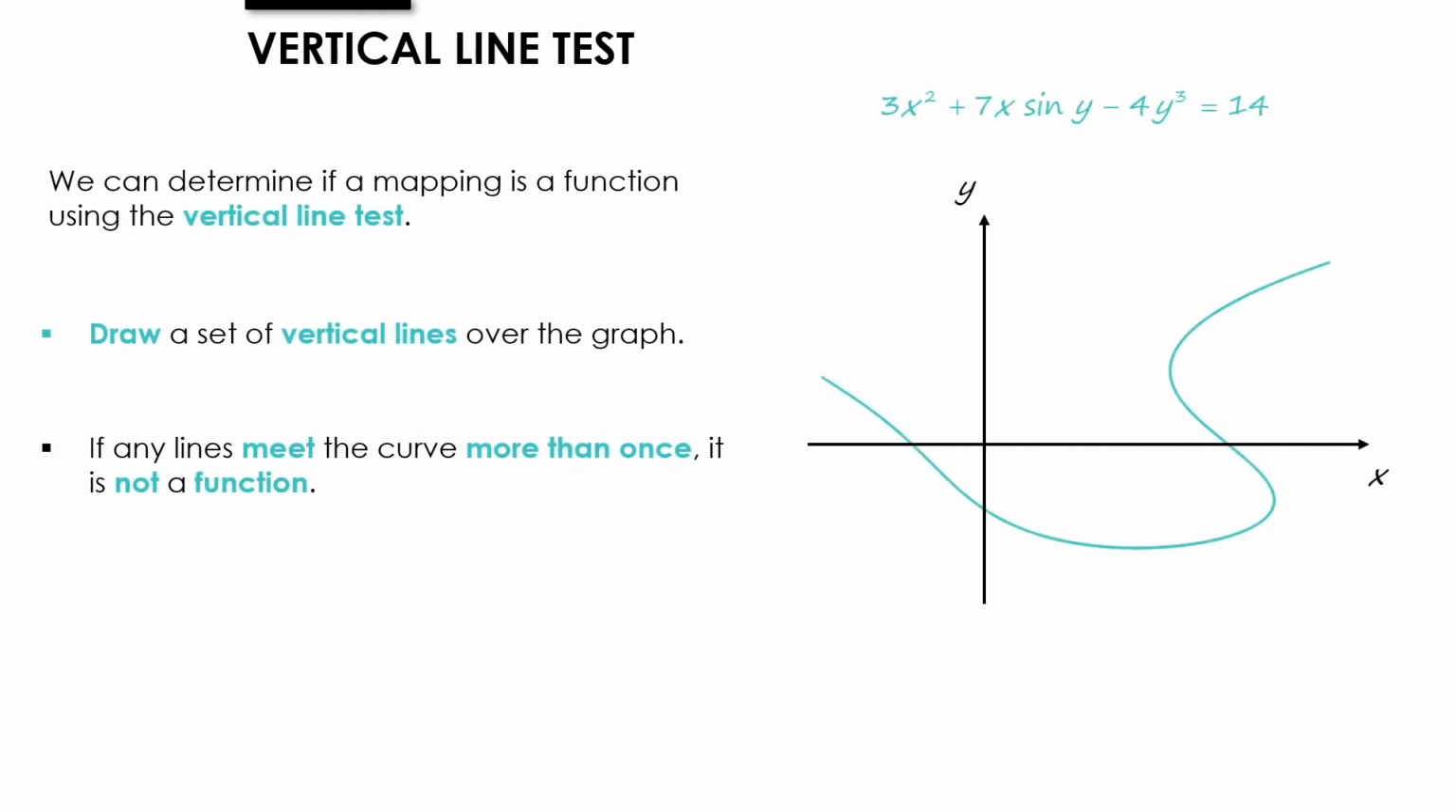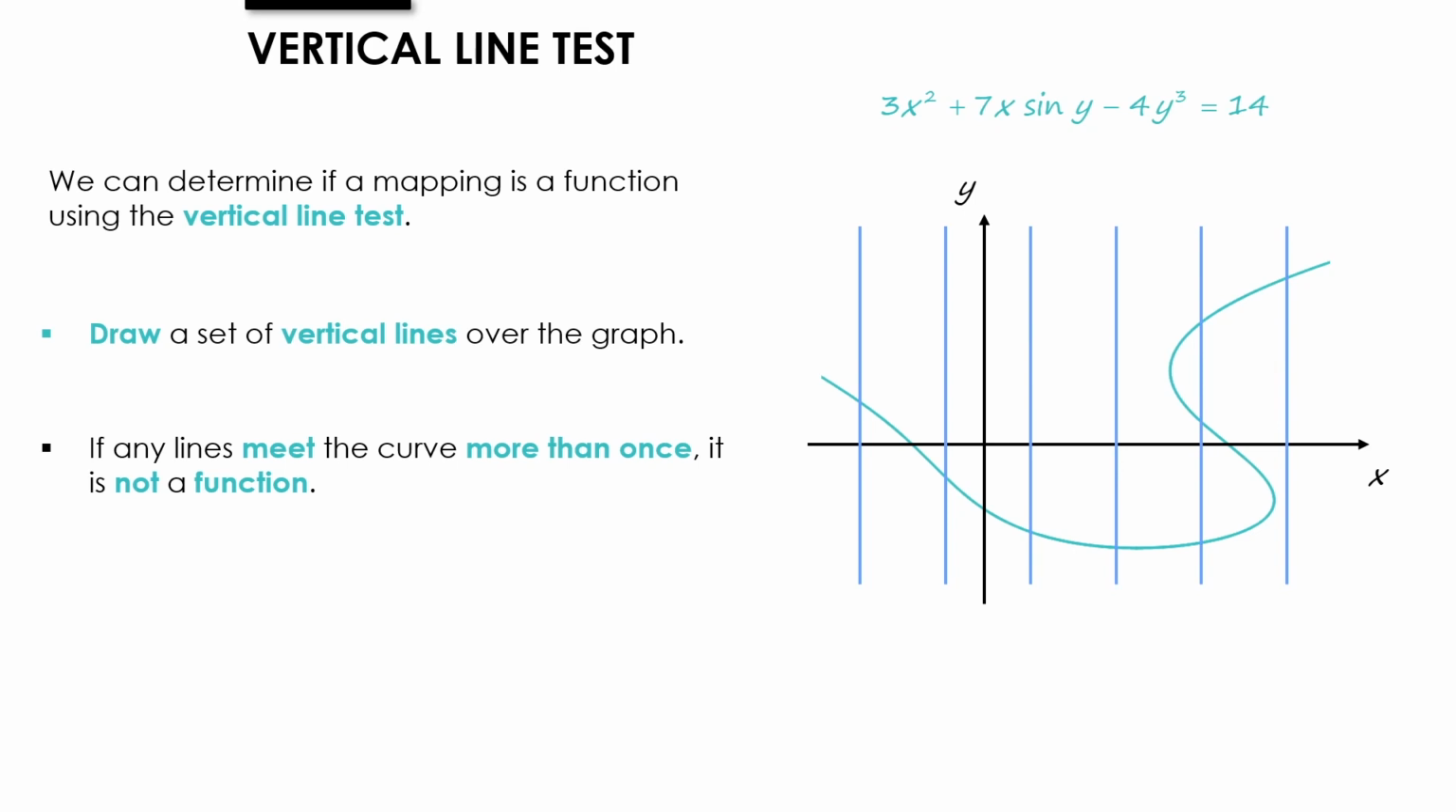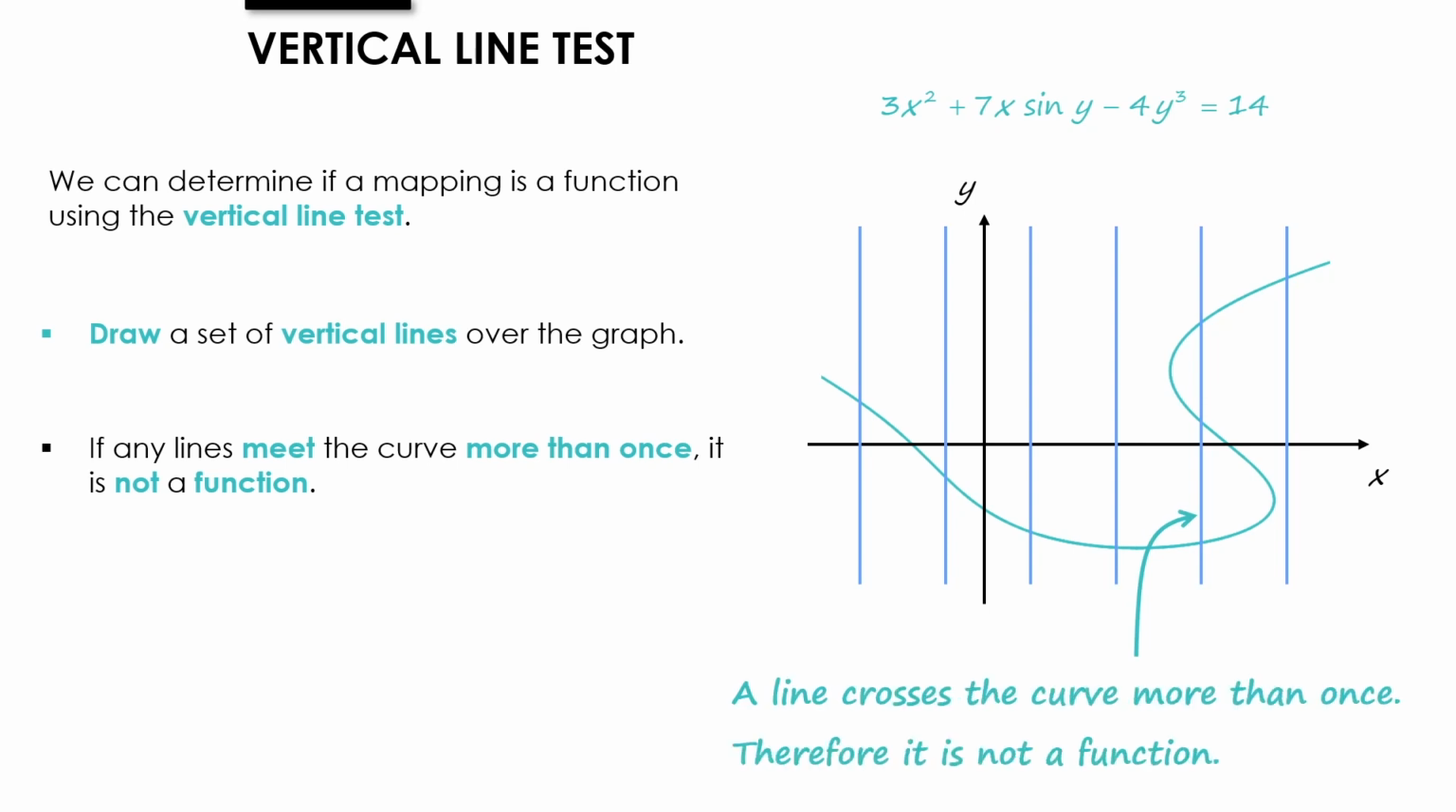Here we have quite an unusual graph. The equation is given at the top, and let's draw a set of vertical lines over this graph. Notice that in most places, the vertical lines only cross the curve once. However, there is a line that crosses the curve in 3 places. And because of that line, the equation that we're given at the top cannot be represented by a function across the domain that is shown on this graph.